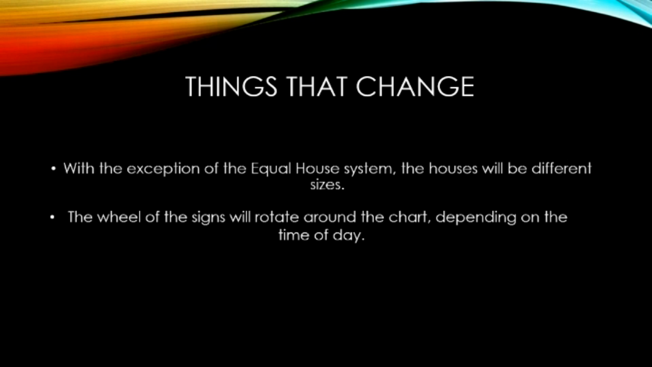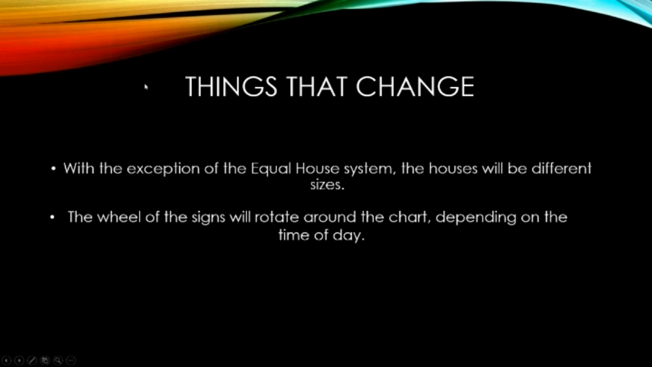Now there are some things that change. With the exception of the equal house system, the houses will be different sizes in natal charts. I don't know any astrologers that use an equal house system. What I use is called the Placidus system. The Koch system is neck and neck with Placidus as far as how many Western astrologers use it. But in those systems, the houses are different sizes.